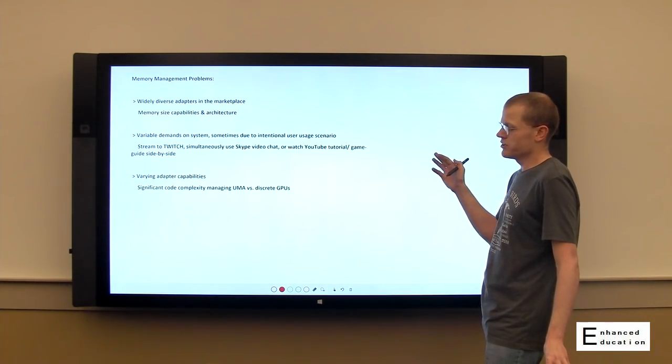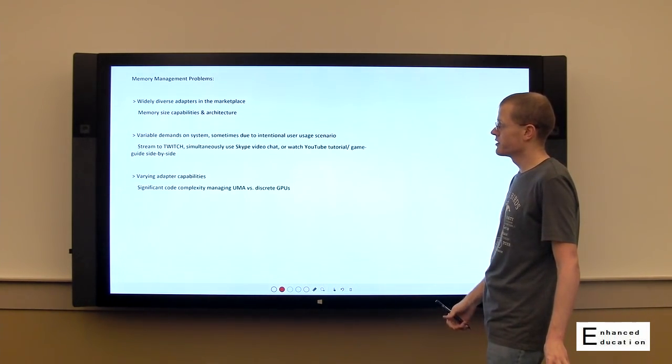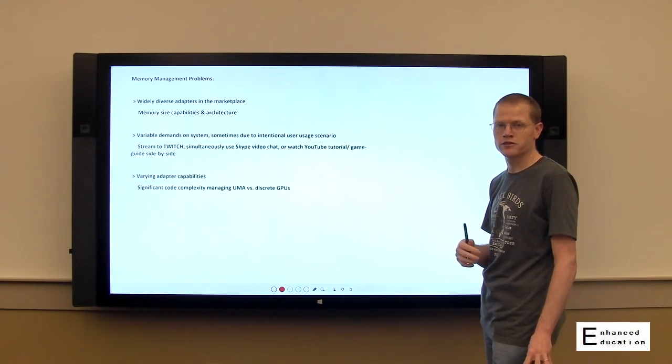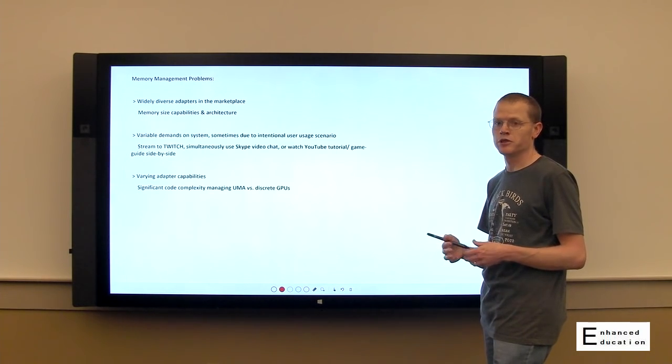Essentially, this bullet is also trying to say that it can vary dynamically depending on what the user is doing, either intentionally or unintentionally in the background. Consider what your user is actually going to do with your game.